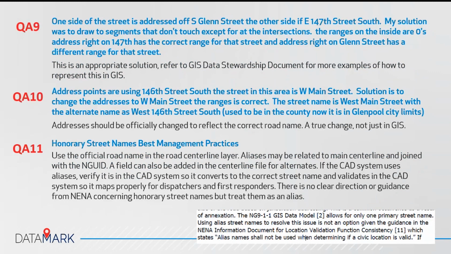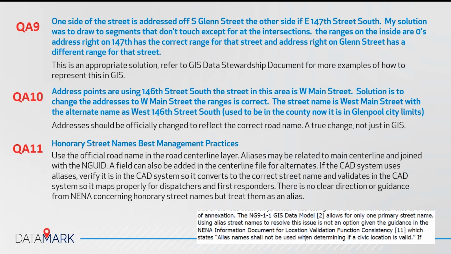Okay. One side of the street is addressed off South Glen. The other side is East 147th Street South. Solution was to draw segments that don't touch except for intersections. Ranges on the inside are zeros. Addresses on the right of 147th have the correct range. So this is an appropriate solution. And we kind of talked about it earlier where you've got roads that are on a divided highway. You can also have this where you've got roads that are two different road names, or where one side of the street is addressed off of one and the other is off of the other. And again, there's a lot more information in the GIS data stewardship informational document that shows you a lot of really good examples.